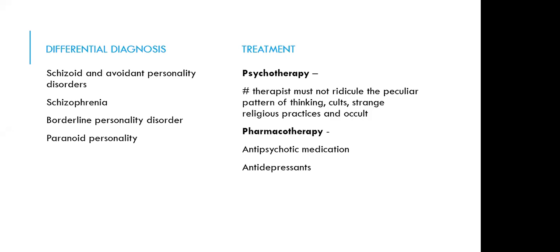And then for borderline personality disorder, they may meet both personality disorder criteria. And for paranoid personality disorder, it's different because paranoid is mistrust. Paranoid disorder patients have trust issues, while the schizotypal is oddly thinking.